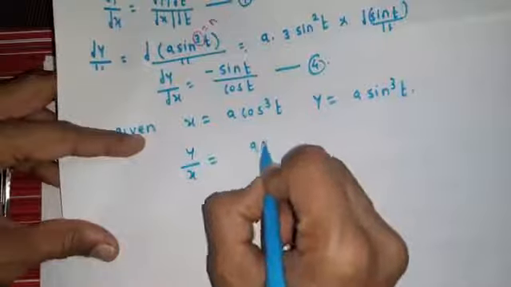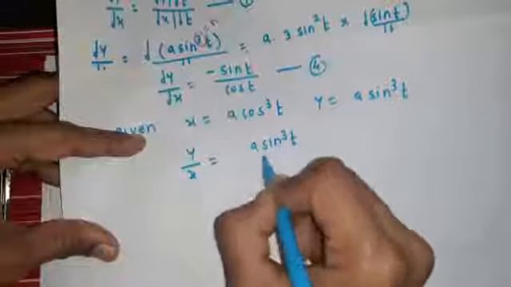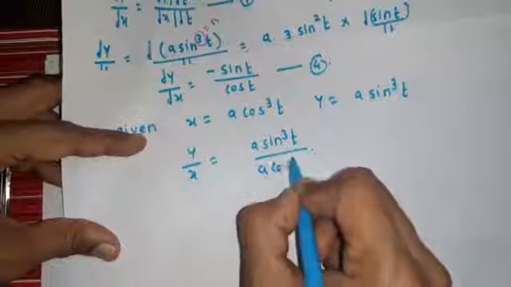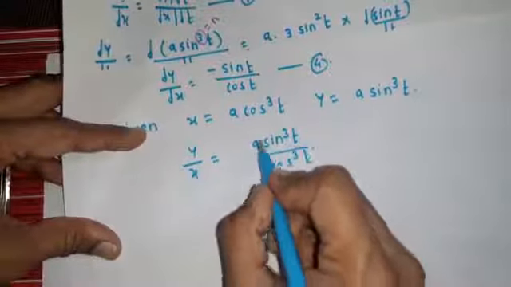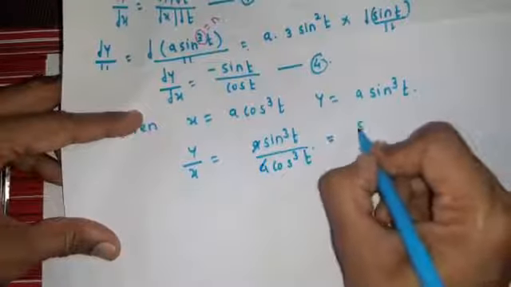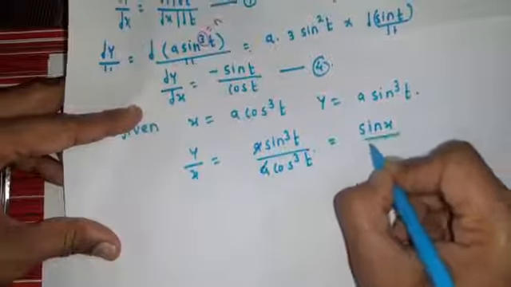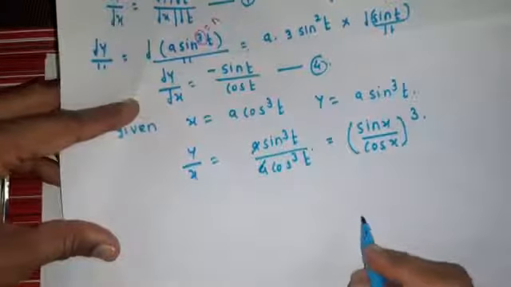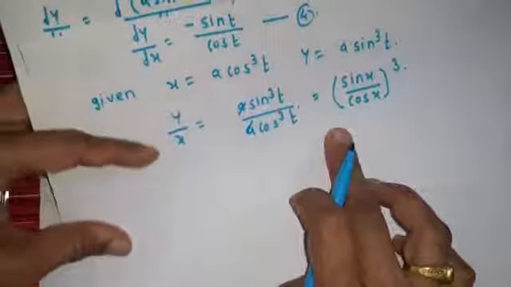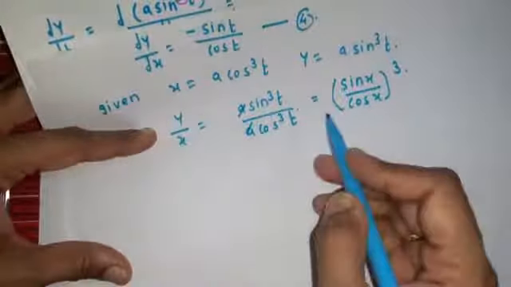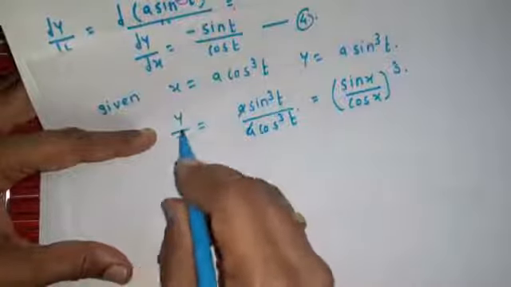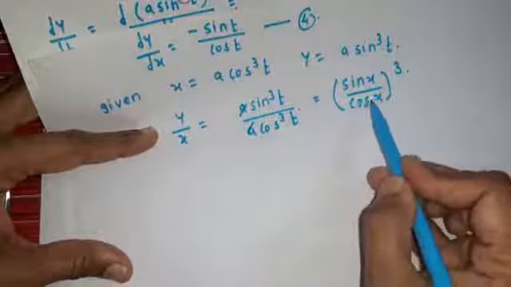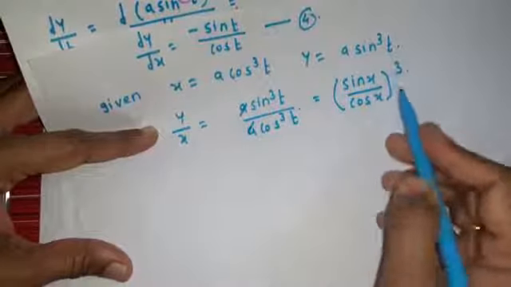y is a sin cube t, upon x is a cos cube t. So here a gets cancelled and this is equal to (sin t upon cos t) raised to 3. And if we take the negative sign, that is y upon x equal to (sin t upon cos t) raised to 3.